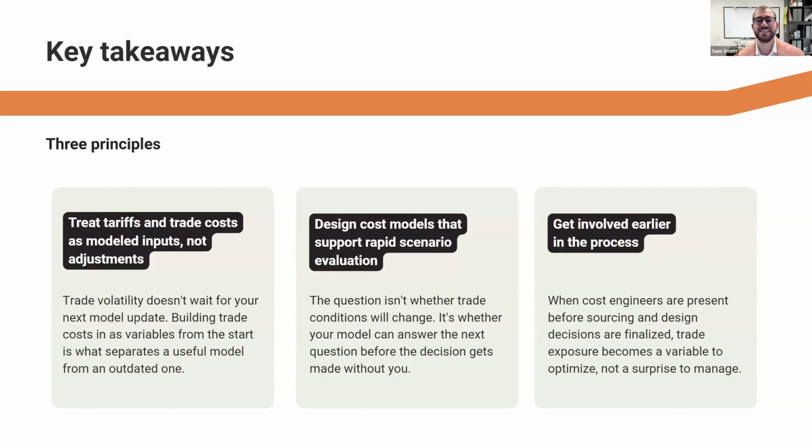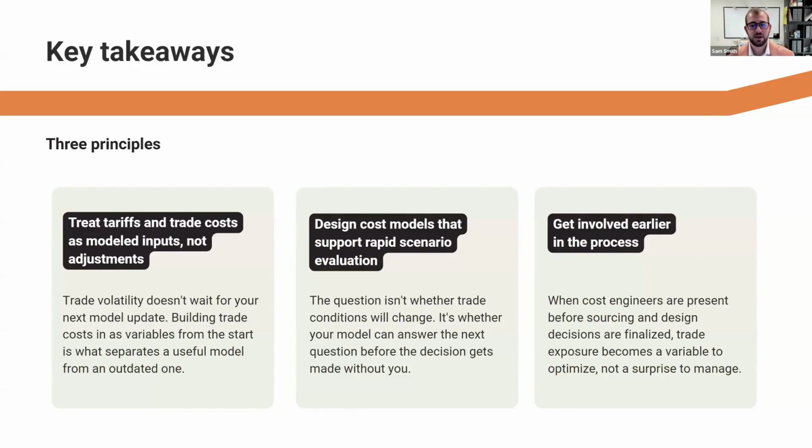The first is design for variability from the start. Cost models that hold up in a volatile trade environment aren't the ones that get updated the fastest. They're the ones that were built to absorb change without breaking. That means parameterizing trade inputs, building in sourcing alternatives, and treating landed cost as a calculated value rather than just a plug.